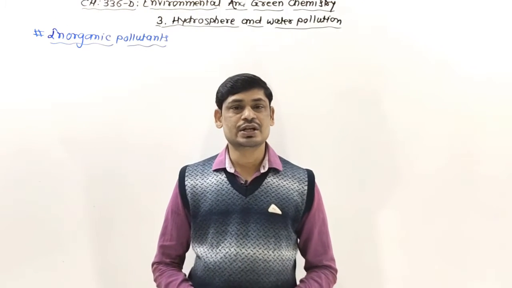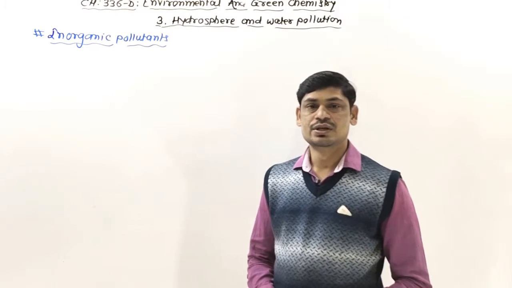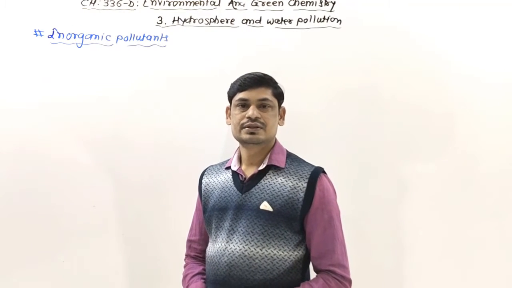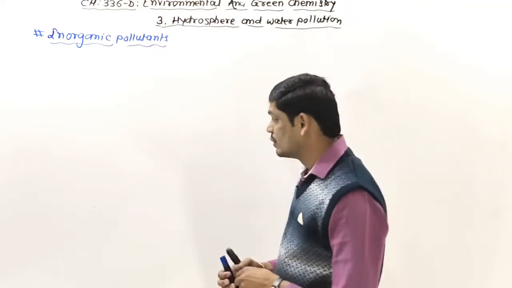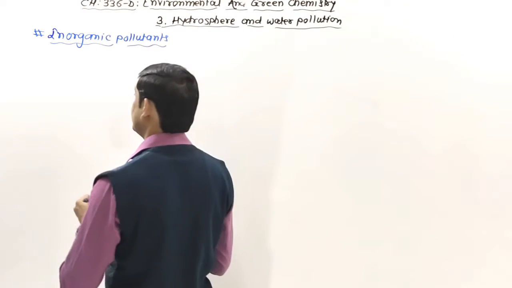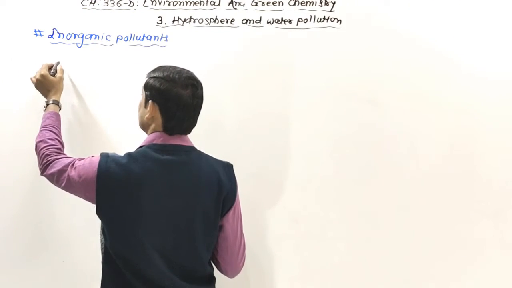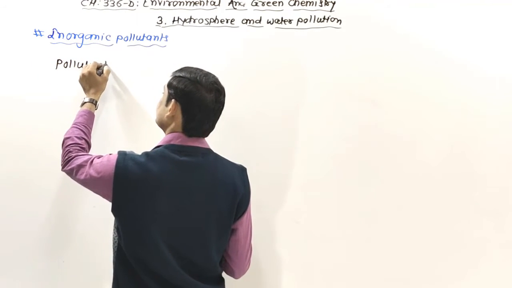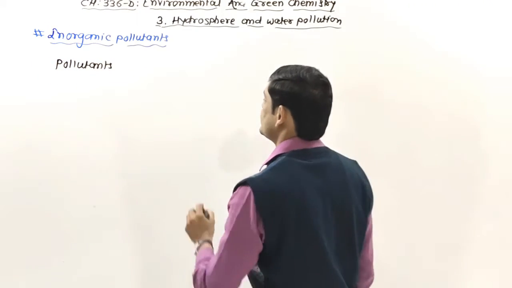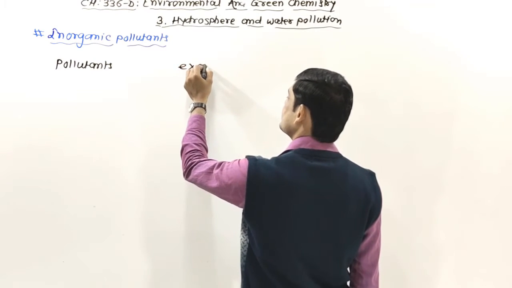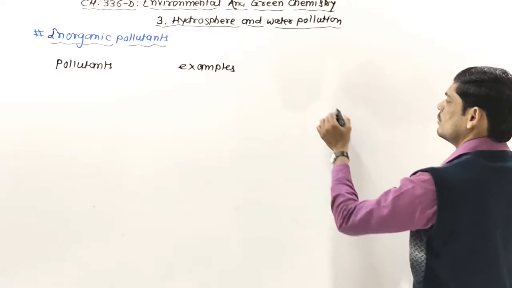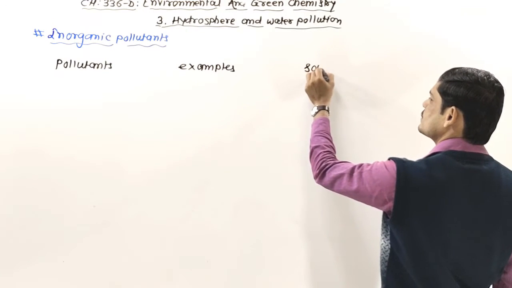We will discuss over here the sources and examples of certain acids, alkalis, anions and cations. We will make a very short table for that. In the first column we will write the pollutant, in the second column we will write the examples, and in the third column we will discuss the sources.